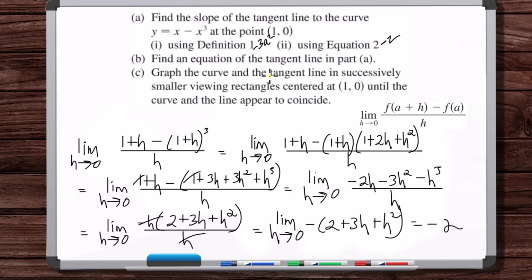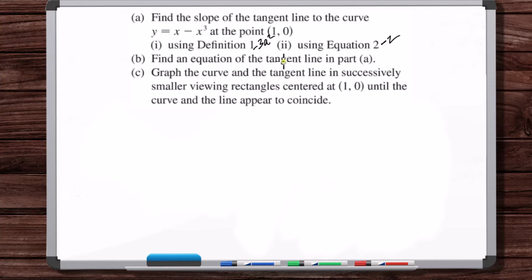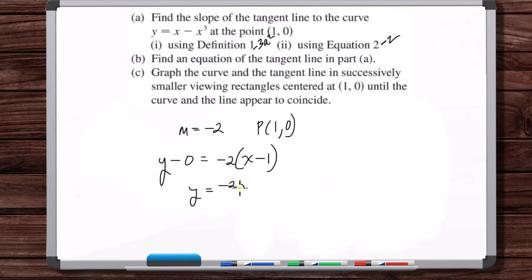Now part B, find an equation of the tangent line in part A. It's the same slope for definition 1 or 2, right? So it's just the derivative, but they want us to now find the equation of the tangent line. We've got the slope of the tangent line, and we've got a point on the tangent line. So use point slope form from algebra. y minus y1 is equal to m times x minus x1. So y is equal to minus 2x plus 2. There you go.